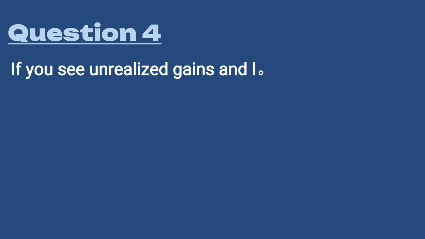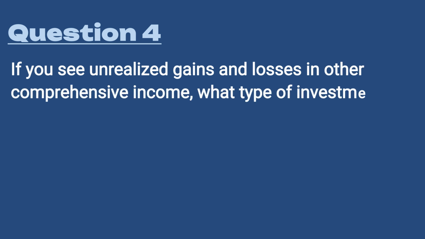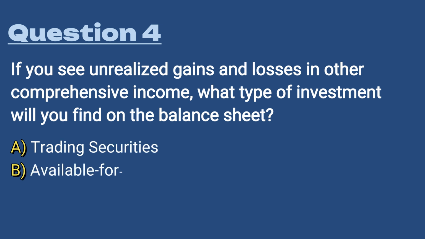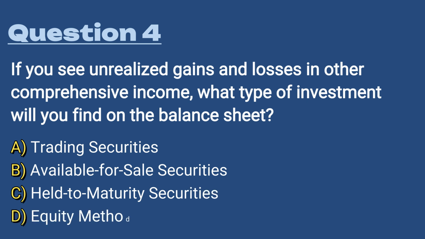Question number 4. If you see unrealized gains and losses in other comprehensive income, what type of investment will you find on the balance sheet? A, trading securities, B, available for sale securities, C, held to maturity securities, or D, equity method investments.